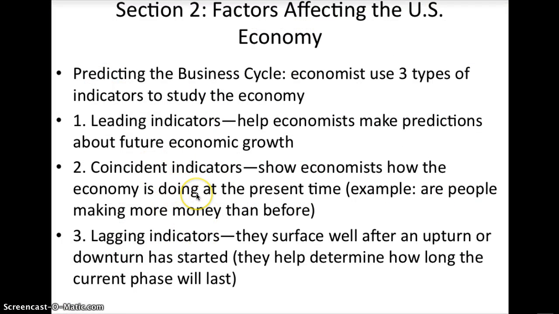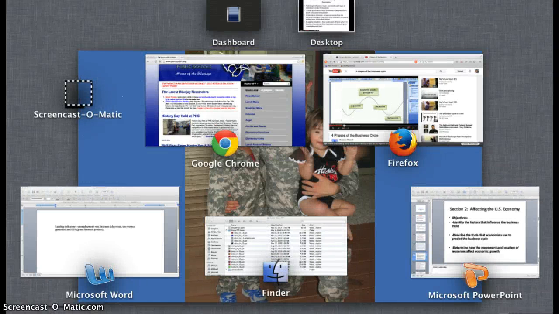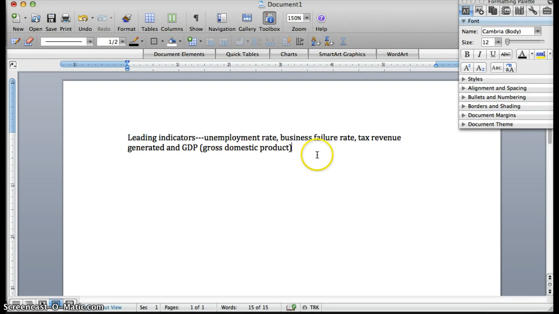Okay, next, they're going to be looking at what are called coincident indicators. These show economists how the economy is doing at the present time. Are people making more money than they were before? I'm going to give you an example of a coincident indicator.